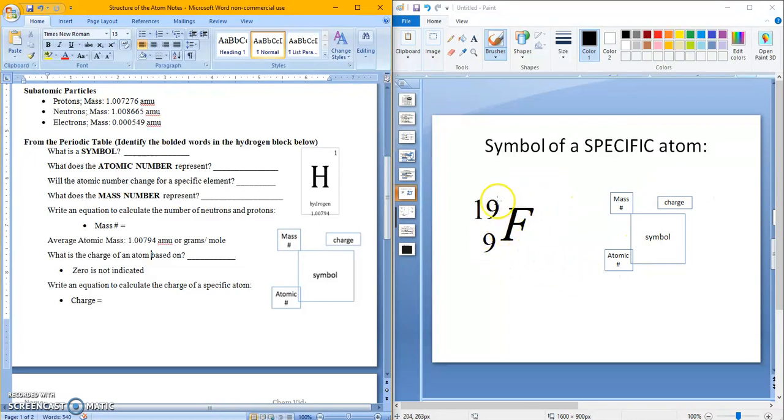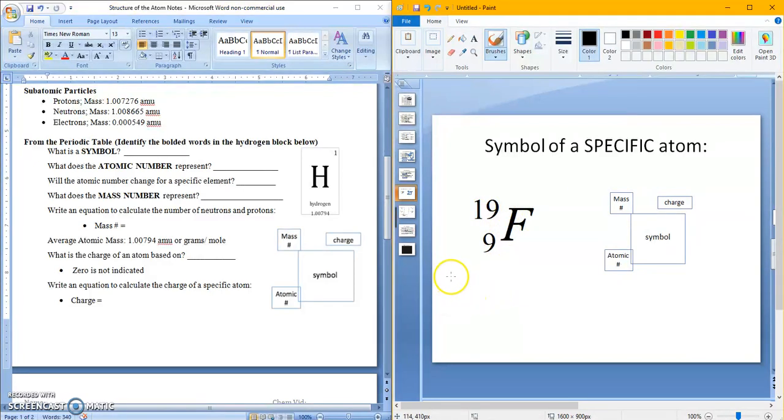Okay? So if I'm looking at this symbol right here, this is telling me that this specific fluorine, F is fluorine, has an atomic number of 9. What does the atomic number mean again? Atomic number means the number of protons. So I have 9 protons. It has a mass number of 19. What does the mass number mean again? The mass number means protons plus neutrons. So I know that I have 19 protons and neutrons.